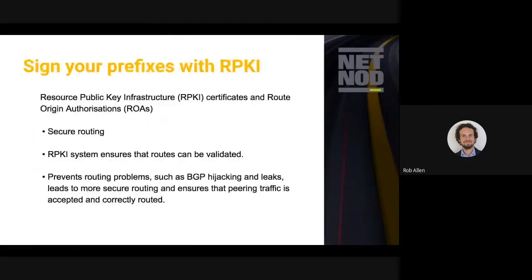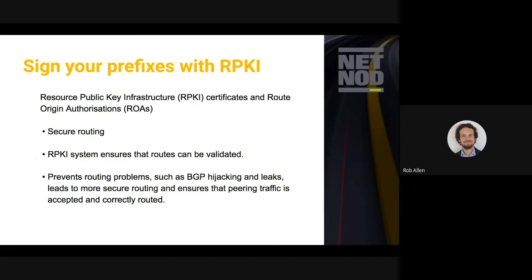Now, another very important thing you should consider doing is to sign your space, your IP address space, with RPKI certificates, or Resource Public Key Infrastructure certificates. These enable you to create what are known as ROAs, or Route Origin Authorizations, and these are extremely important to help secure routing. The RPKI system basically ensures that the routes advertised by network operators can actually be validated.